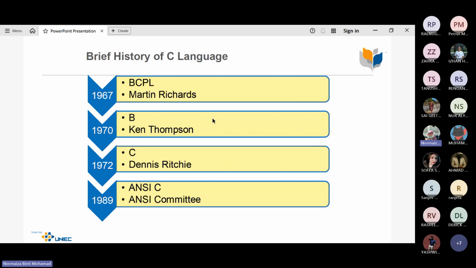In 1972, Dennis Ritchie took it and made the C language. Basically, it all evolved from the same one. And then in 1989, the ANSI Committee decided to have a more standardized version of C and came up with ANSI C. So C and ANSI C are not much different, except that ANSI C is the more standardized version of C.